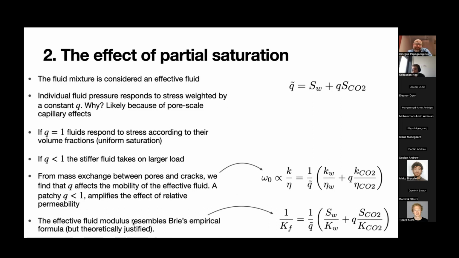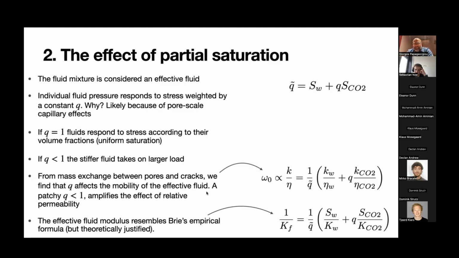The last bullet point here was the bit that people care about mostly in the oil industry, and that is because we derived this Brie empirical formula, which is very widely used in the oil industry, but we derived it from first principles theoretically, and it's not quite the same formula, but it's very similar, and it has this shape. If you know what a Brie empirical formula is, then this is a physics-based Brie empirical formula, if you will.